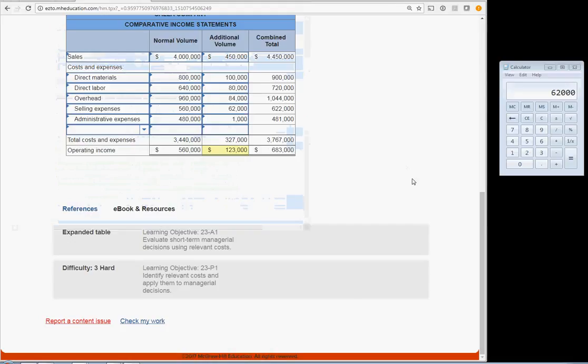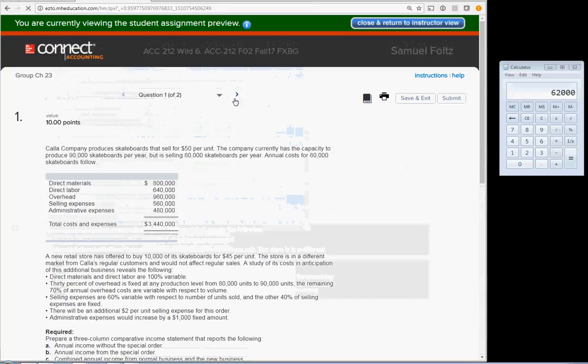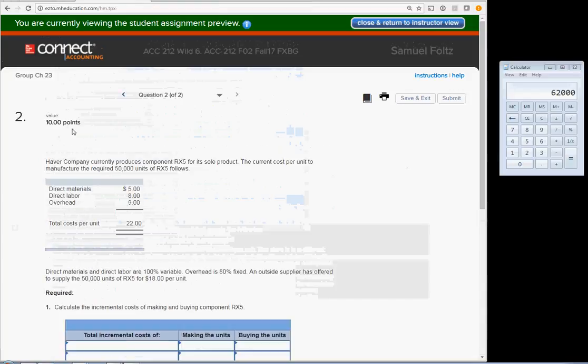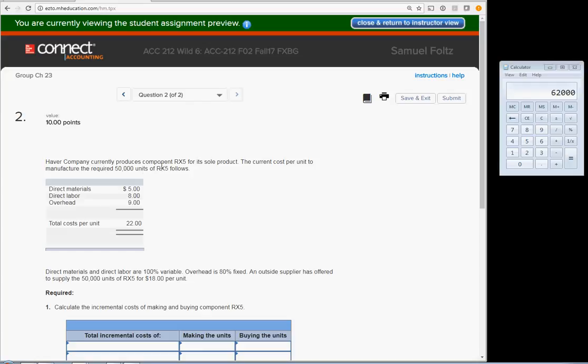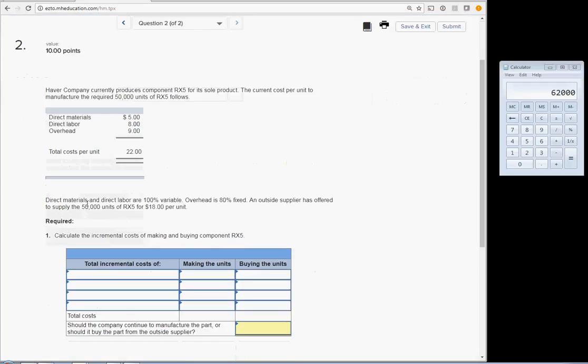All right. So that was number one. We have one more to go. So I'm going to move over to question number 2. And it says that Havard Company currently produces component RX5 for its sole product. The current cost per unit to manufacture the required 50,000 units follows. So they're already giving us our per unit cost. Direct material, direct labor, and overhead for 22. Direct material and direct labor are 100% variable, and that's good to know. But overhead is 80% fixed, which means that only 20% of this number is going to be variable.